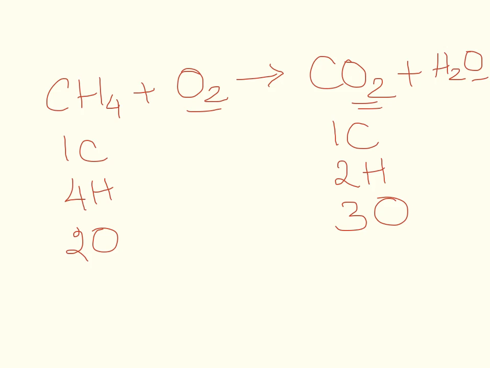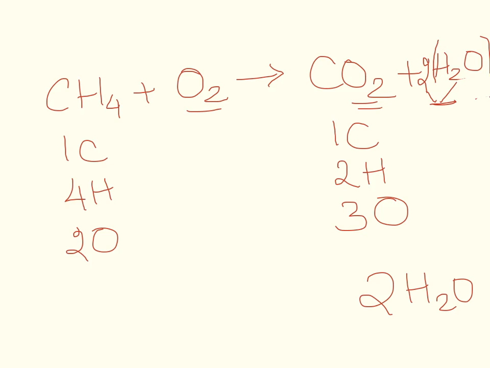So what do we do? We want to make sure we have 4 hydrogens on the product side as well. So we make it 2 water molecules. Remember, we can't change the water molecule. We have to keep the water molecule the same. We can only change the number of waters. So we make this 2. Why are we making this 2? We're making this 2 because 2 multiplied by 2, okay, so there are 2 water molecules.